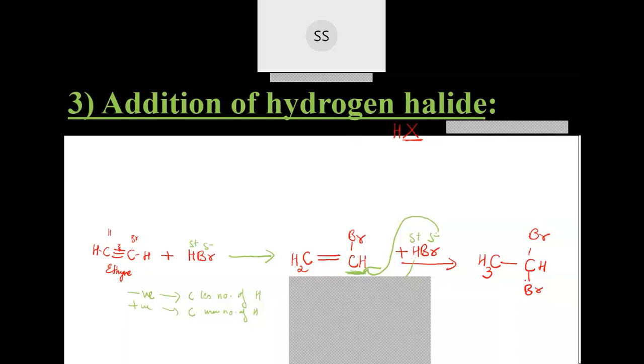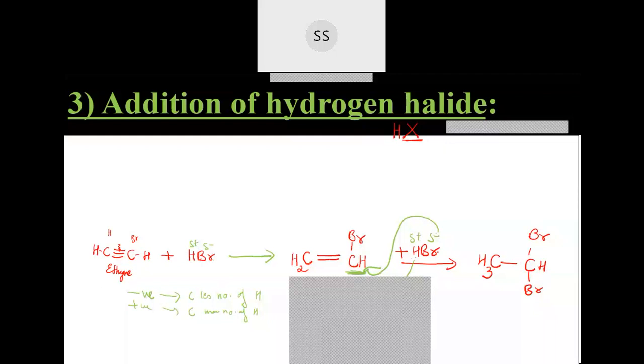If halogen atoms are attached to the same carbon atom, what do you call them? You can see, here two bromine atoms are attached to the same carbon. If they are on adjacent carbons, adjacent means in the vicinity of each other, that means it is vicinal. If they are attached to the same carbon atom, it's called geminal. So at the end, what you get on addition of hydrogen halide is geminal dihalides.